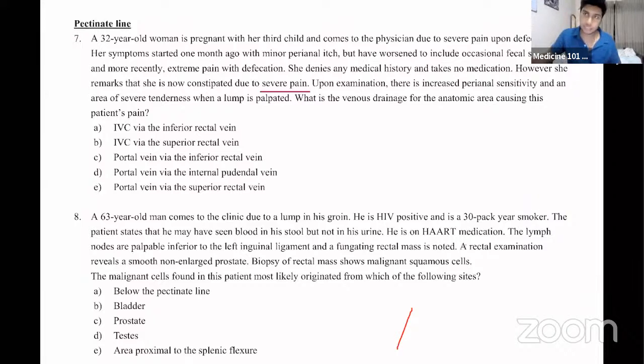Send your answers in the chat. I'll give you guys 1 minute for the first question. Question number 7, actually. Send your answers in the chat. For the newcomers, here is the question. In the sense, students from the first year.